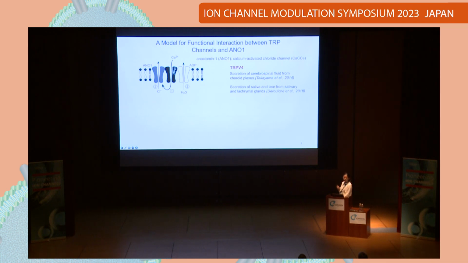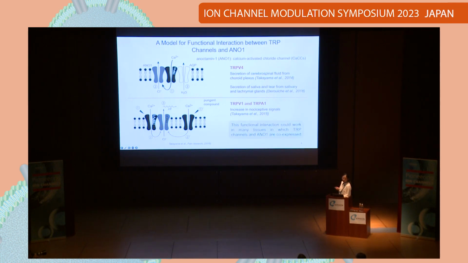For example, TRPV4 together with ANO1 could regulate the secretion of cerebrospinal fluid, saliva, and teeth through the water channel. In addition, TRPV1 and TRPA1 could sensitize ANO1, which further potentiates the nociceptive signal through chloride efflux. Therefore, we made the hypothesis that this functional interaction could work in many tissues in which TRP channels and ANO1 are co-expressed. We decided to focus on TRPV3.